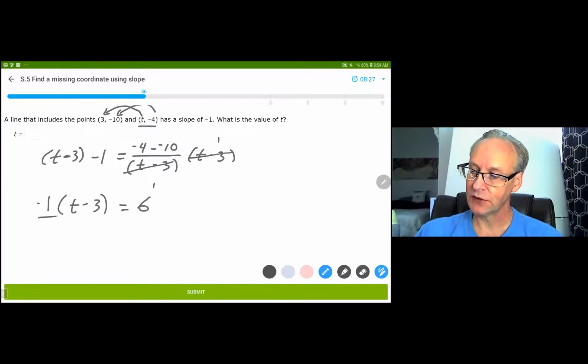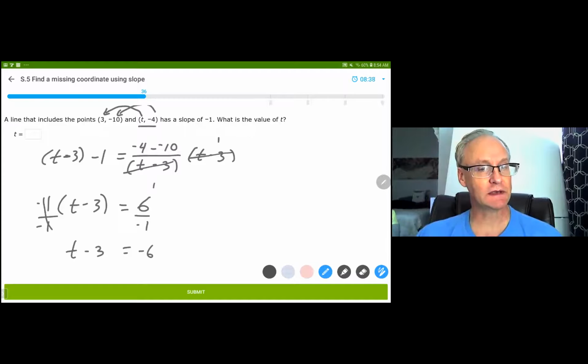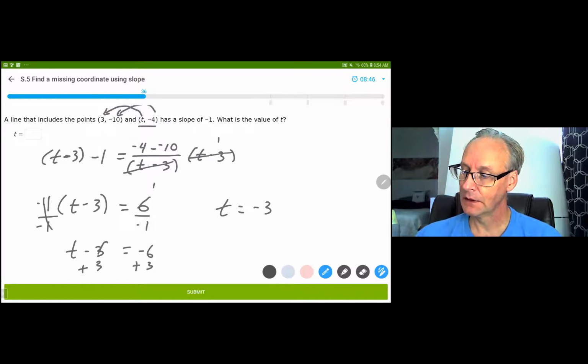And I'm going to go ahead and write it for you. And we end up with 1t minus 3 is equal to negative 6. And we're going to add 3 to both sides, and we're done. We add 3 to both sides, and you get t is equal to negative 3. I just added 3. That gives me 0 over here, and I get t equals negative 3.